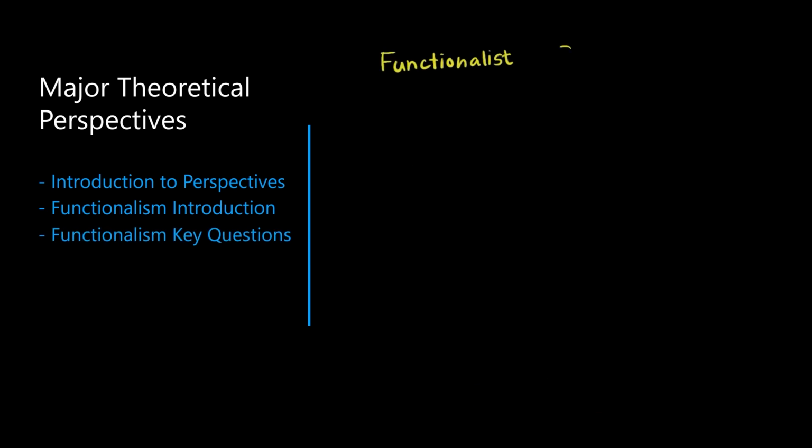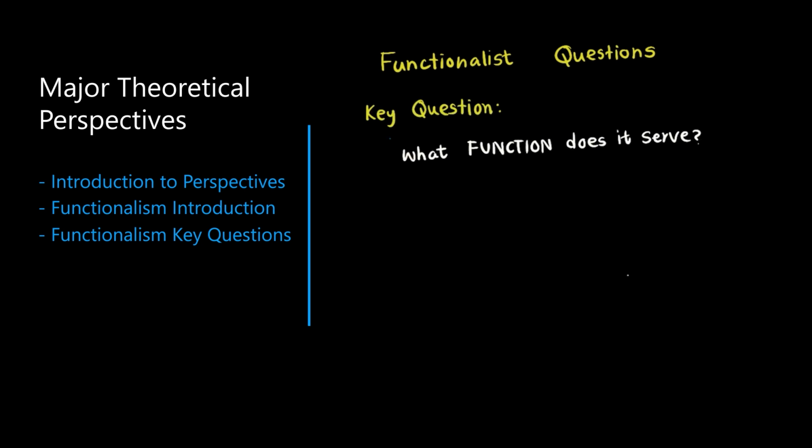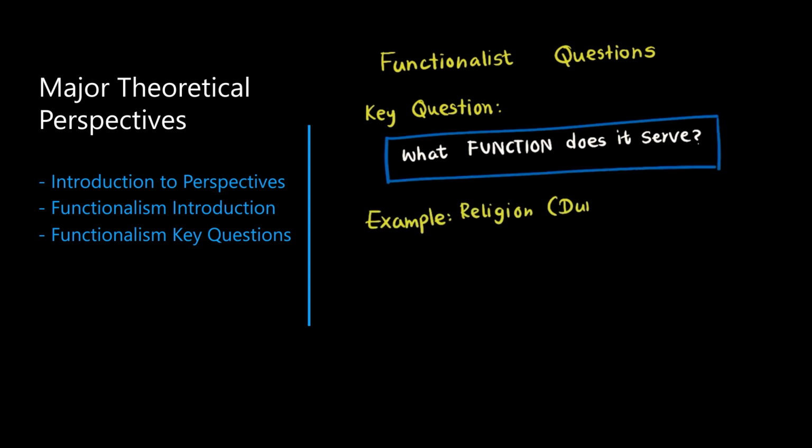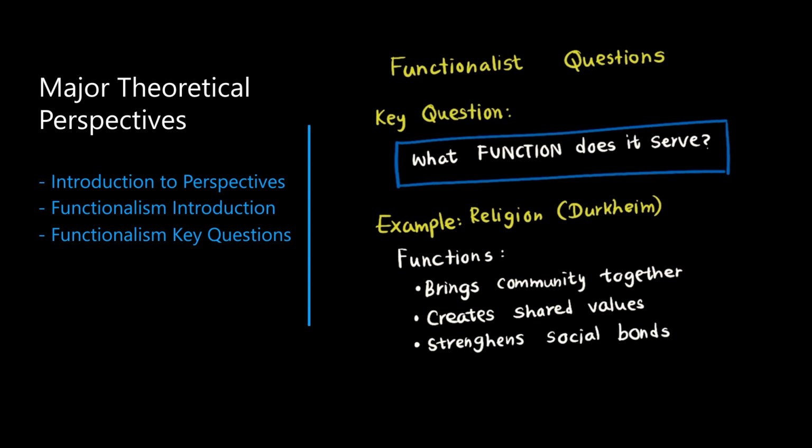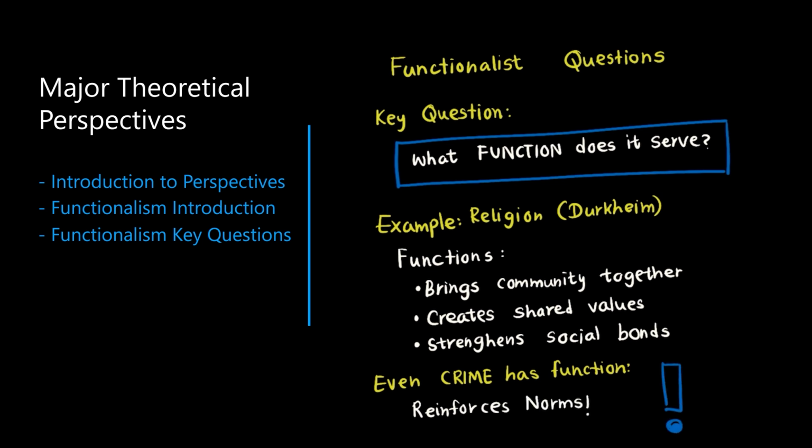Functionalists ask, what function does this social phenomenon serve? How does it contribute to social stability? For example, Emile Durkheim, a key functionalist thinker, studied religion not to determine if it was true or false, but to understand what function it served in society. He found that religion brings communities together, creates shared values, and strengthens social bonds. Even crime, from a functionalist perspective, serves a function. It reinforces social norms by showing what happens when people violate them.